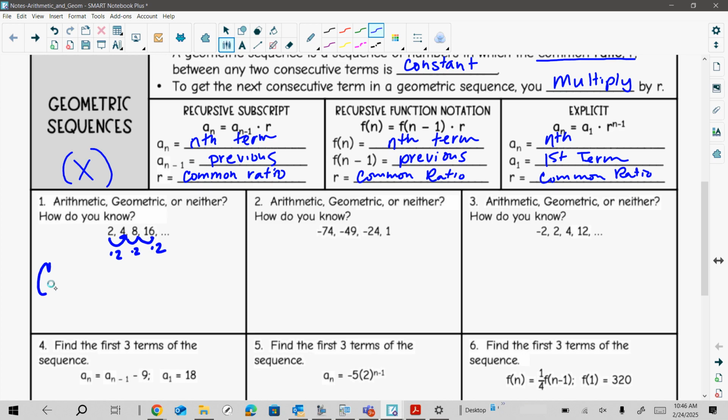All right, so this is geometric. I'm just going to abbreviate that, geo. And how did we know it's geometric? Because we multiplied by 2 to each term. Since it's the same amount each term, that means our R equals 2. This was a common ratio.